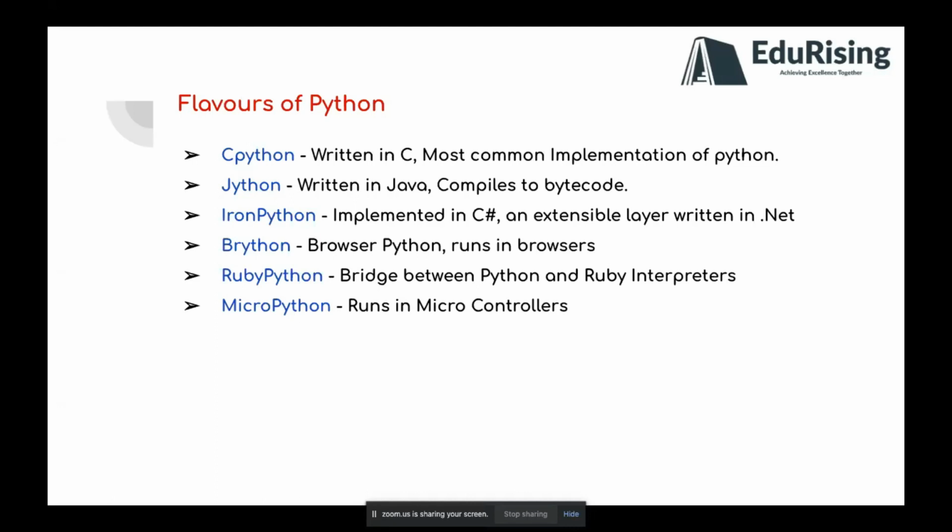Brython is used in the browser, which helps to run in browsers. Ruby Python is a combination of the Ruby interpreter and Python. MicroPython runs in microcontrollers. So see, even for this kind of purpose we can use Python. That means within microcontrollers also we can write Python code.